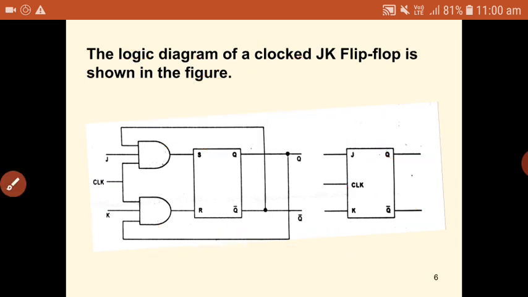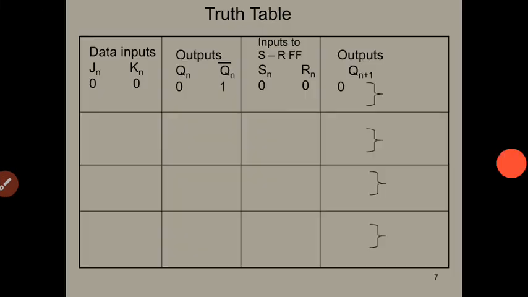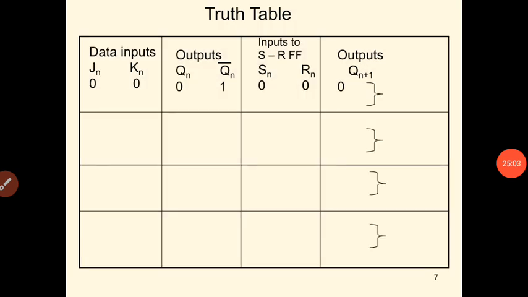So this is the truth table, and we will observe it. We will consider all the combinations. Whenever J is equal to 0 and K is equal to 0 is applied as inputs to the JK flip flop, what will happen? Let us say Qn is 0 or 1. I am considering both combinations. Qn plus 1 will be equal to Qn. So for Qn 0 you will be getting Qn plus 1 as 0, and for Qn 1 you will be getting Qn plus 1 as 1.